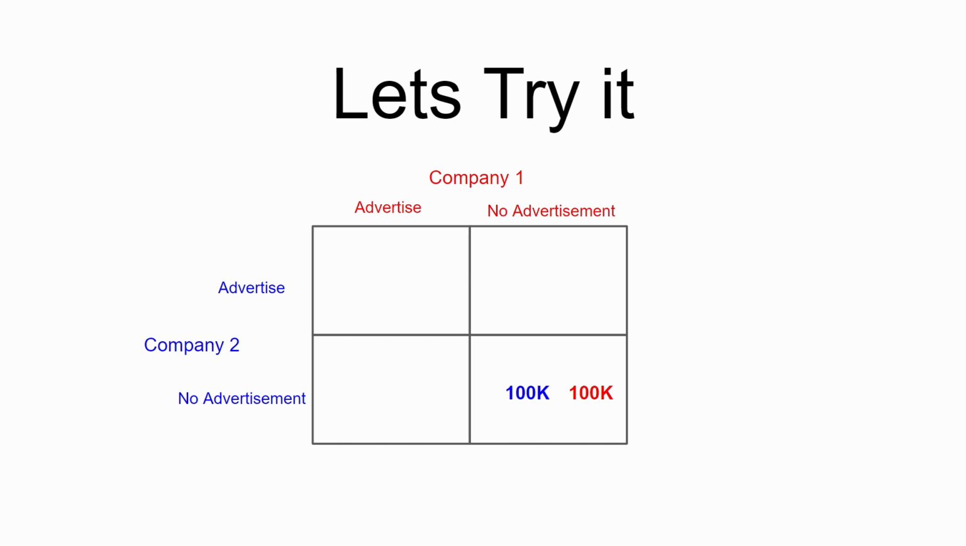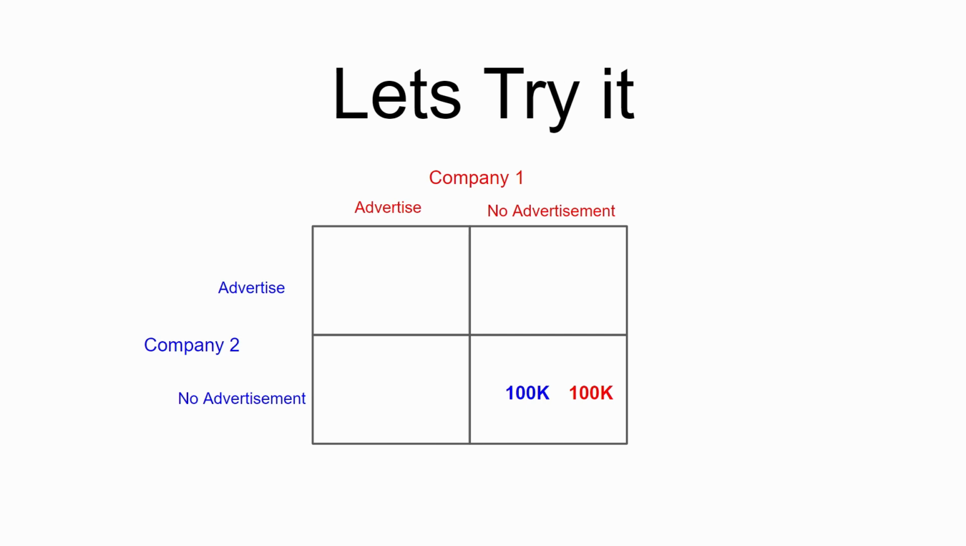Now, if we want to try this out on a specific model, we will have company one and company two. Company one, for example, is selling products, and they have the decision to either advertise or not advertise. Company two has the same decision to not advertise or to advertise. In the box in the lower right, this is where both companies decide on the strategy to not advertise. Now, if this were the case, they would both make the same amount of money, assuming the companies are of similar scale. And this is all right for both companies.